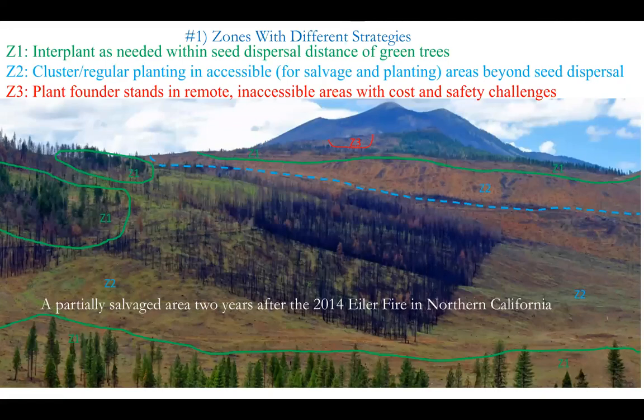Again, there are obvious cost and safety challenges associated with this, but if a remote area is identified as a valued part of the landscape and forest is desired eventually, then getting at least a few trees out there that can survive and make it to adulthood while surviving subsequent fires would be the third leg of that stool. And this landscape, just for reference, is a 2-year post-fire image from the Eiler fire, which burned in Northern California.